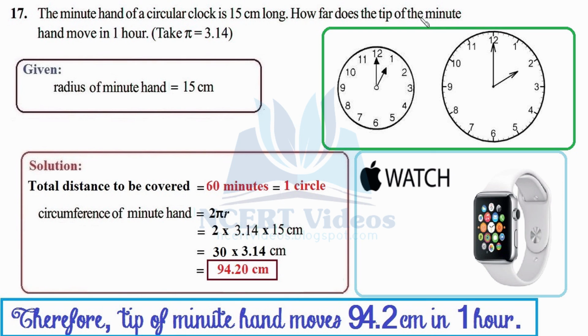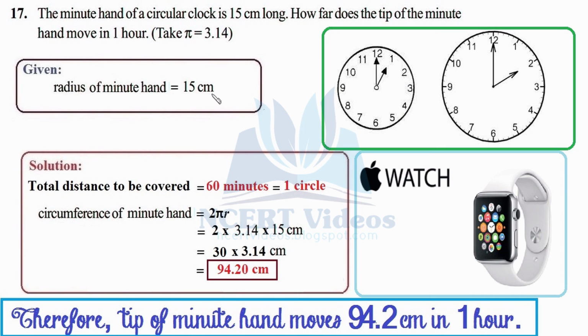The question says, how far does the tip of the minute hand move in 1 hour? So let's take this example. Initially we had a clock at 1 p.m. or 1 a.m., whichever time you want to take. Then after 1 hour, this hour hand will travel to 2, and this will complete its rotation like this, and we have to consider that only, that is minute hand. So it will complete one rotation, that is it will complete its perimeter. Consider it as a circle, it will complete one rotation. So we have to find perimeter, simple.